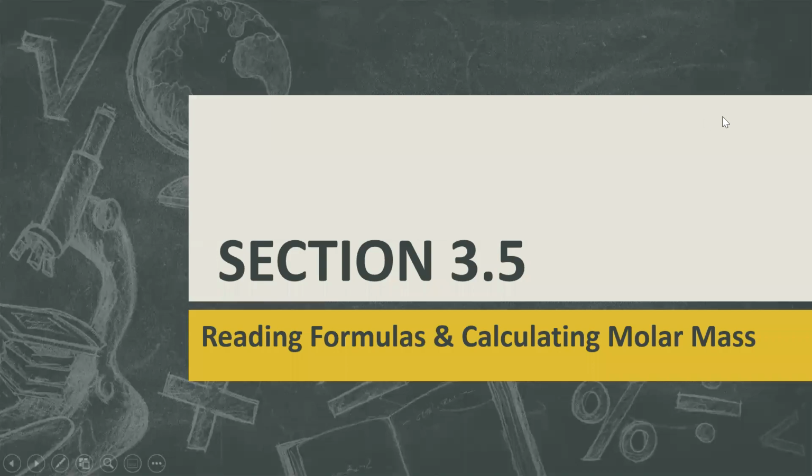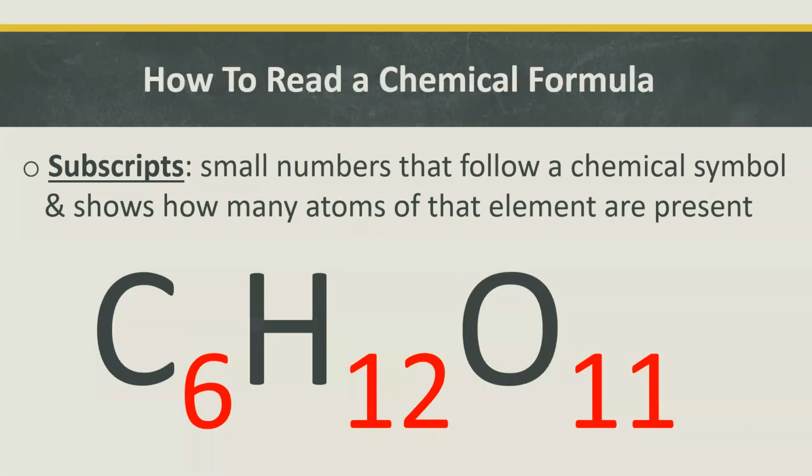So chapter 3, part 5 is about reading a chemical formula and then calculating the molar mass of a compound. You first have to know what a subscript is. A subscript is a small number in size, not necessarily quantity, that shows how many atoms of an element are present. This number will follow a chemical symbol, and it's always a whole number.